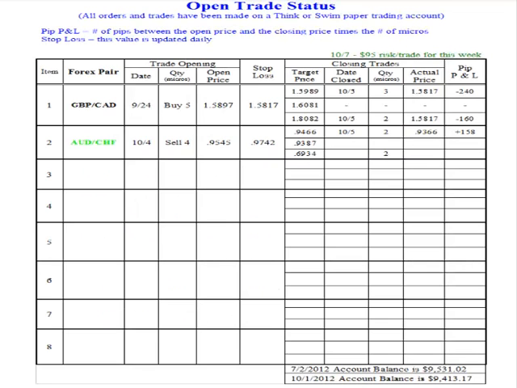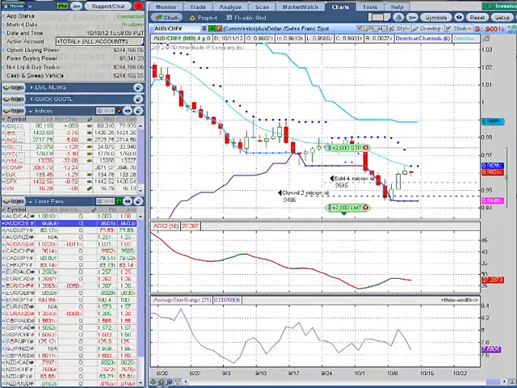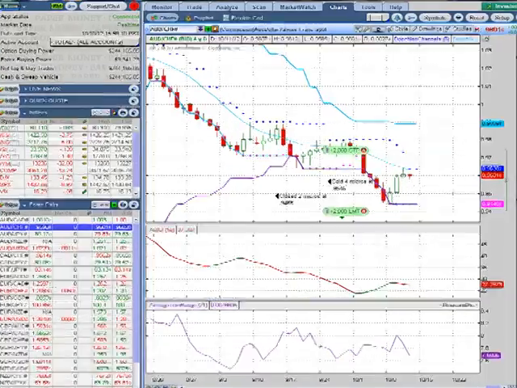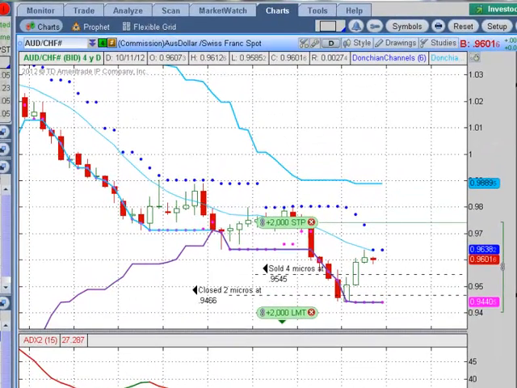Today, the U.S. equity markets were again all red and a bit stronger to the downside. For us, the Aussie-Swiss pair remains open and it's highlighted in green. We're now looking at the Aussie-Swiss chart. We still have two micros open. We'll leave the stop at 0.9742 to keep it away from the volatility for another day. The stop can be seen by the dark blue dot.